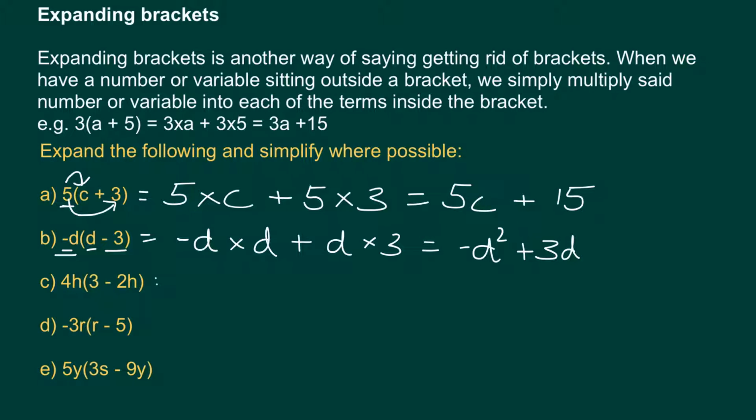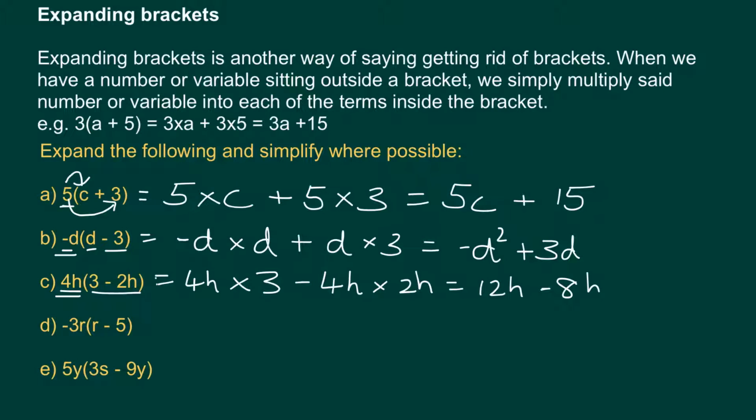Alright, the third example now. So we have 4h sitting on the outside and 3 minus 2h sitting on the inside. So we have 4h multiplied by 3, then take away, because we're simply multiplying a positive number on the outside to a negative number. So positive times negative is still negative, so we still have that negative sign in the middle. We have 4h times 2h, which equals, so 4h times 3 gives us 12h, take away, 4h times 2h gives us 8h squared.